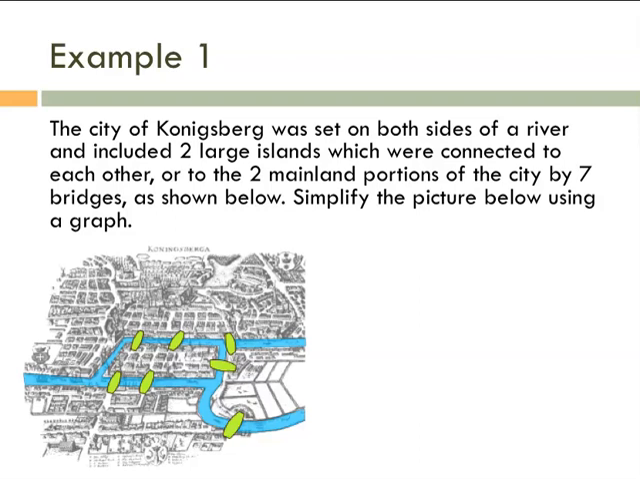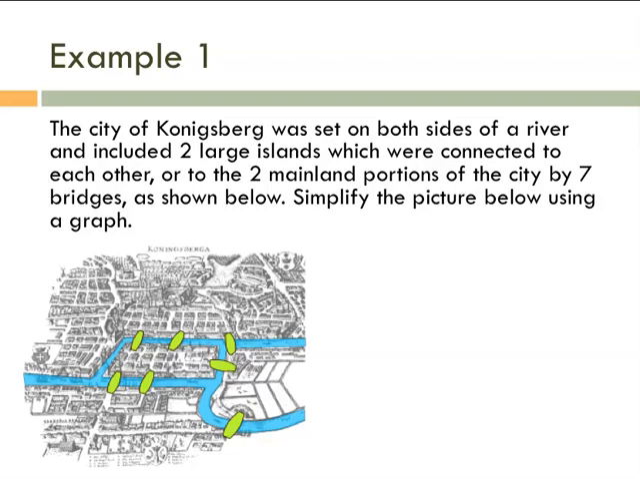So it says the city was set on both sides of a river and included 2 large islands. So those are part of the city, which were connected to each other, or to the 2 mainland portions of the city by 7 bridges. So the rest of this picture here is also part of the city, and the whole city is connected to these 2 land masses, the 2 large islands, by these bridges, which are shown in green. Okay, so simplify the picture below using a graph.